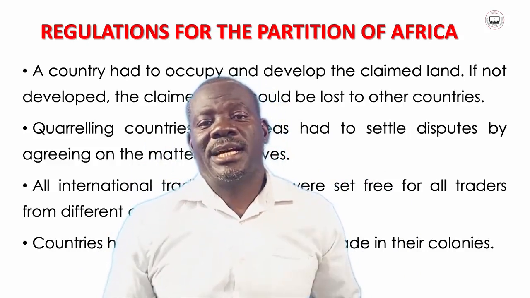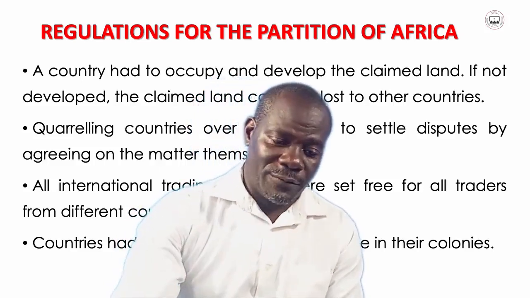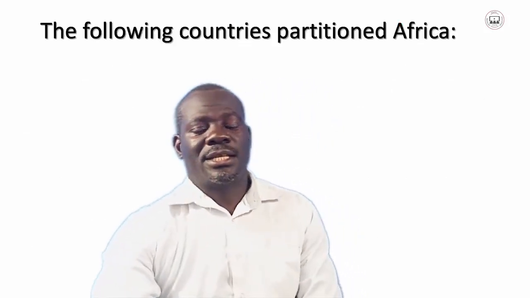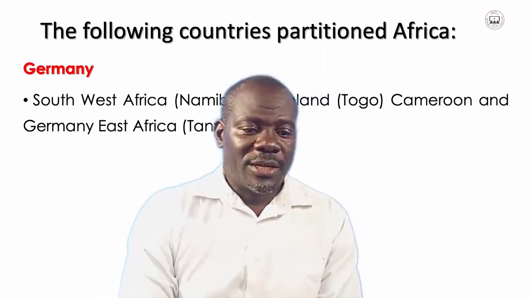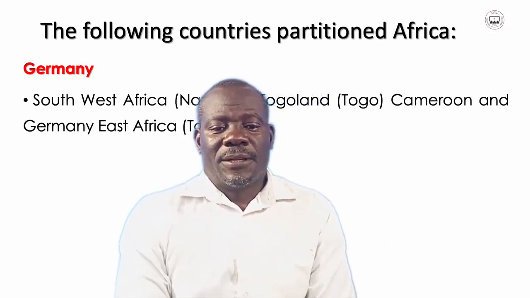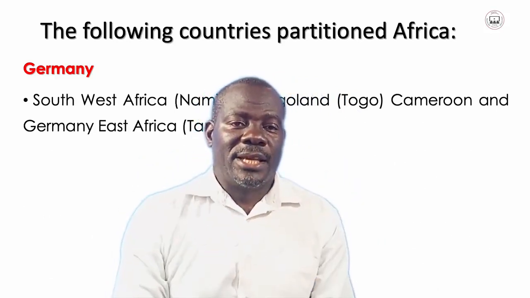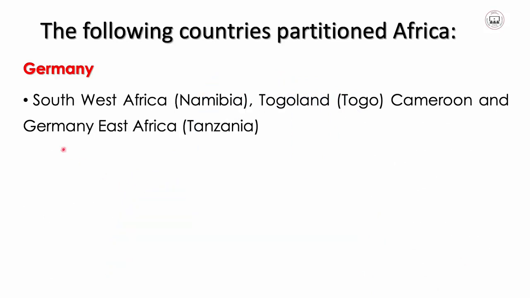So let's look at the countries that partitioned Africa. What were these countries that partitioned or scrambled for Africa? Number one is Germany. Germany took some areas in Africa. What were these lands? Germany got Southwest Africa, which is today called Namibia. Then Togoland, which is called Togo, Cameroon, and German East Africa, which is Tanzania. So our neighbor Tanzania, Namibia, Togo, and Cameroon were all colonized or taken by Germany.